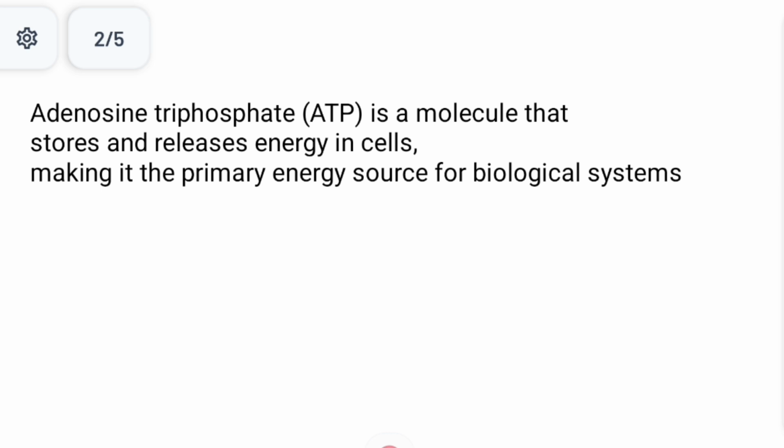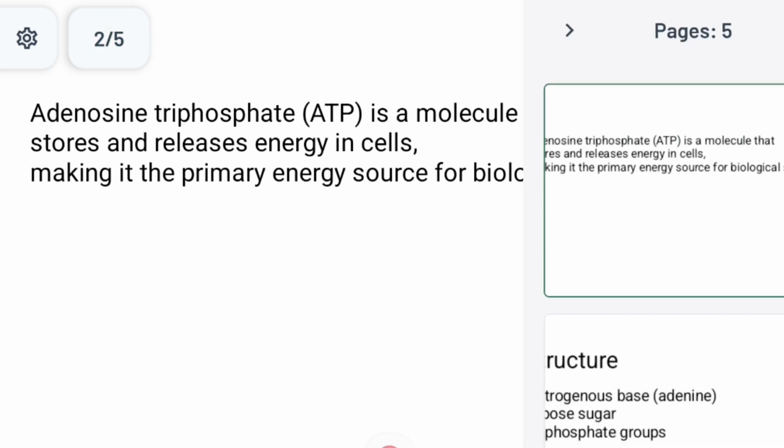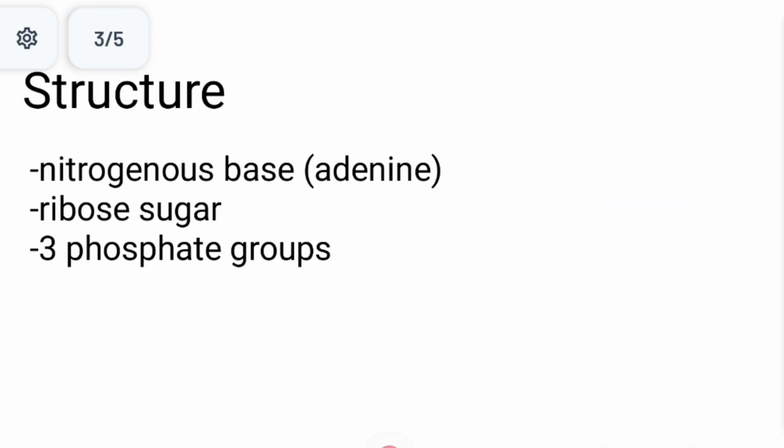When a phosphate group is removed, since we have a tri here, you will have the diphosphate, which has a lower energy compared to ATP. But before we delve into that, we will be discussing the structure of ATP. Adenosine triphosphate has three main parts.